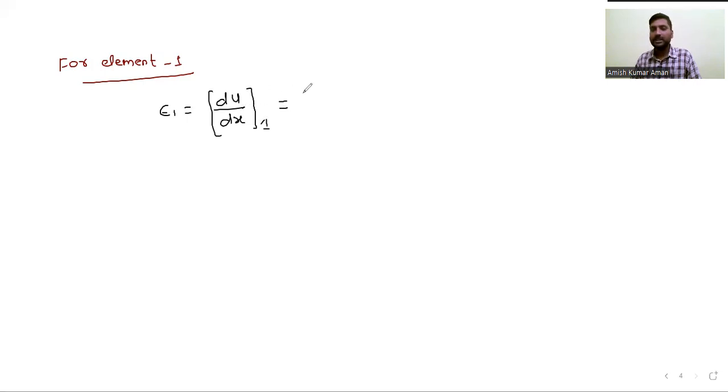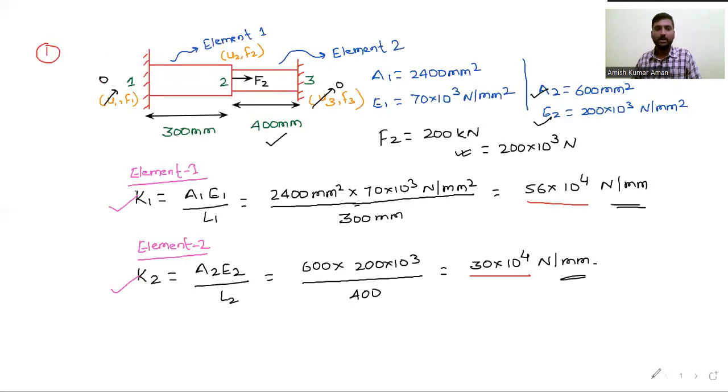We can write du as the displacement. If you see in the problem, in the first element, this is node 1 and this is node 2. So the displacement at node 2 is u2, and at node 1 it is u1, the initial displacement. So we can write u2 minus u1 upon L1. L1 is nothing but 300 mm.